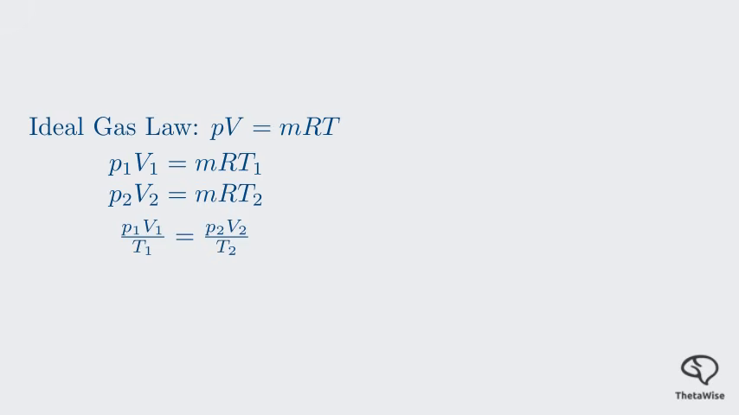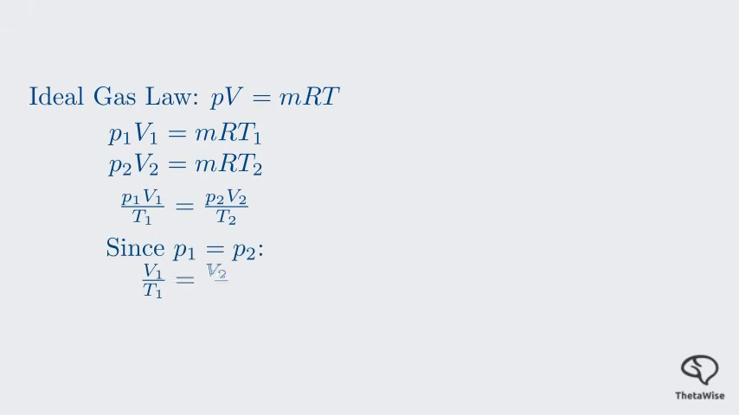Now let's simplify this for our specific case: an isobaric process where the pressure P is constant. This means P1 equals P2. We can cancel the pressure term from both sides, which leaves us with the equation of state for an isobaric process: V1 over T1 equals V2 over T2. In other words, volume is directly proportional to temperature. This means that if you heat a gas at constant pressure, its volume must increase. Conversely, if you cool it, its volume decreases.